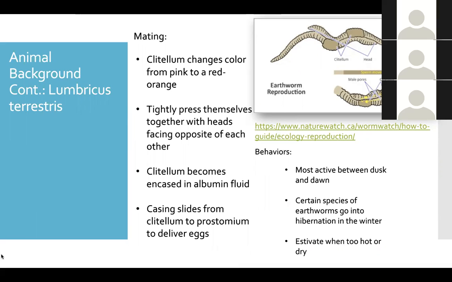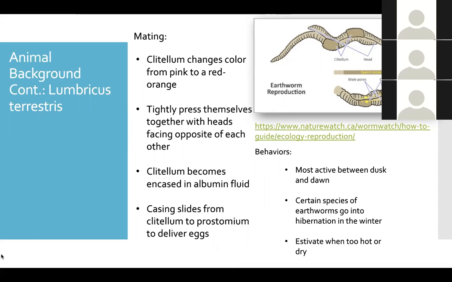The clitellum becomes encased in an albumin fluid. This fluid is essentially a serum comprised of various different water-soluble proteins and plasma. This casing slides from the clitellum, which is the female reproductive system, and to the prostium, which is the male reproductive system, and this delivers eggs.